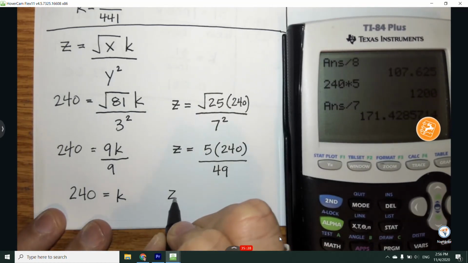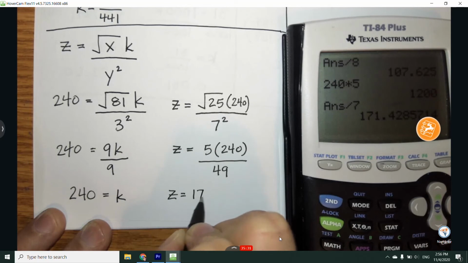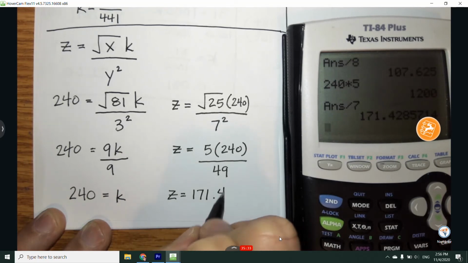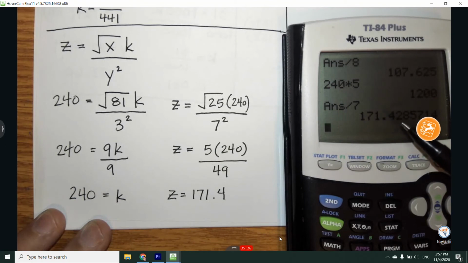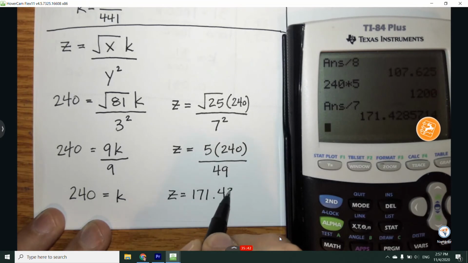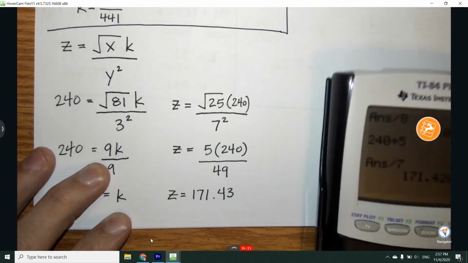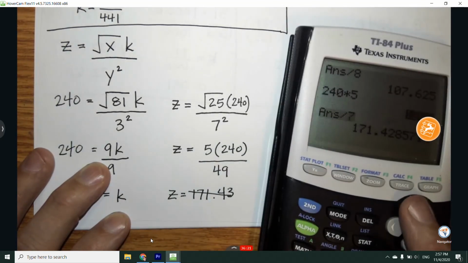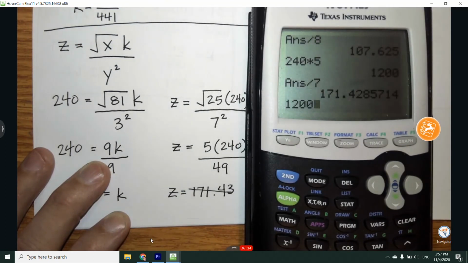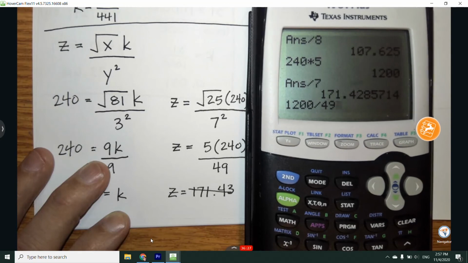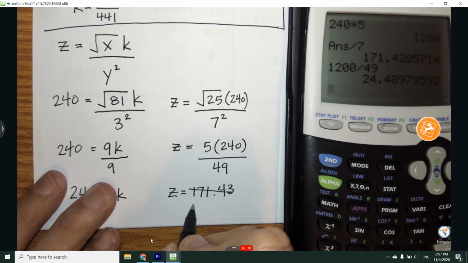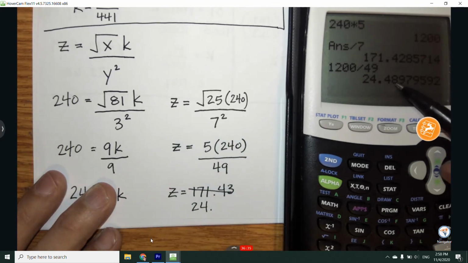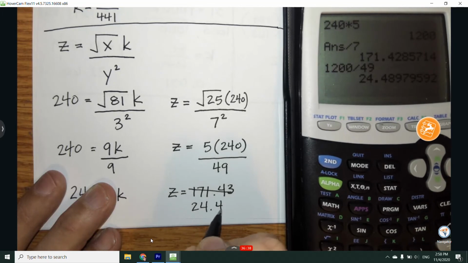So z is actually equal to 171.4, and we're going to take this 2 right here, and because that's an 8, we're going to round that up to a 3. Oh, check that. I had divided it by 7 instead. I wanted to take this 1200 and divide it by 49. And so instead that gave me 24 point, and this 9 makes this 8 go up to a 9. So this is 24.49.